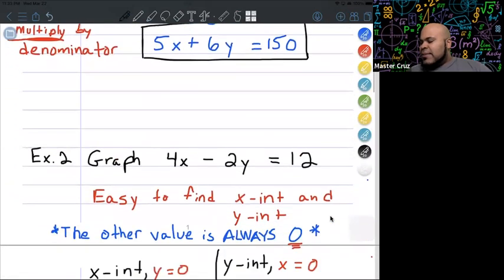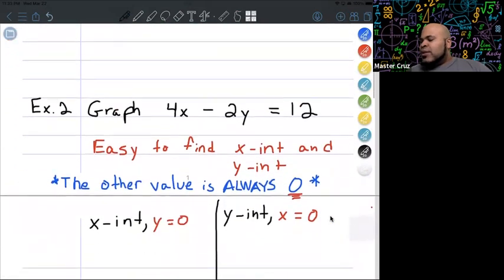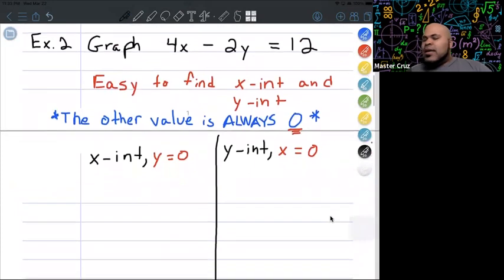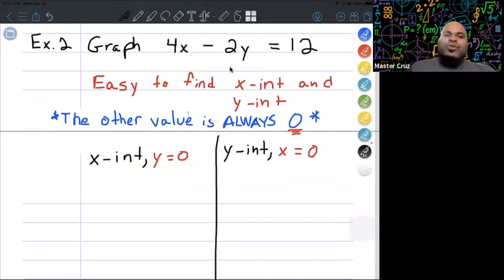Let's look at example 2. Example 2, it's asking you to graph something in standard form, 4x minus 2y equals 12.